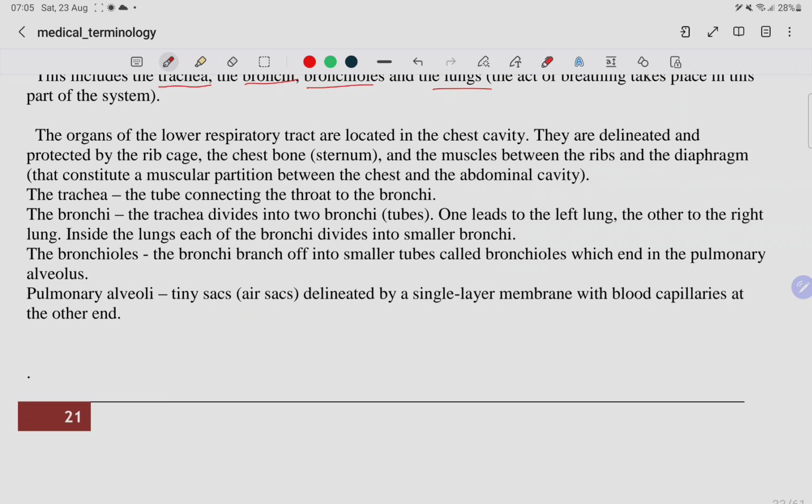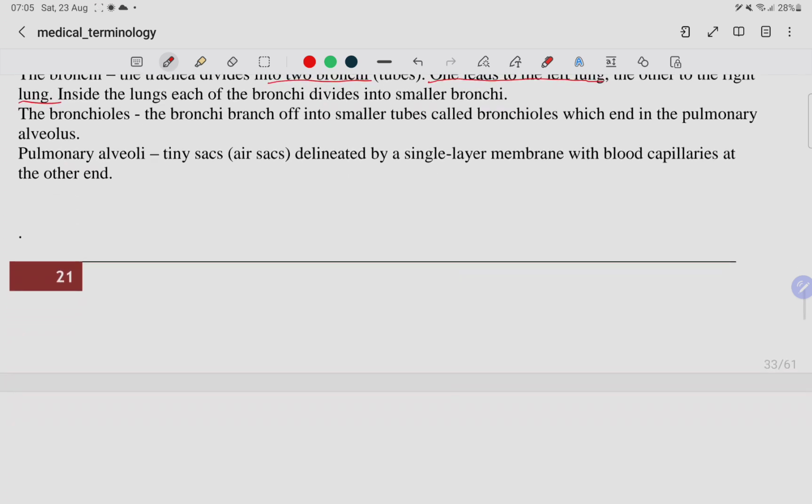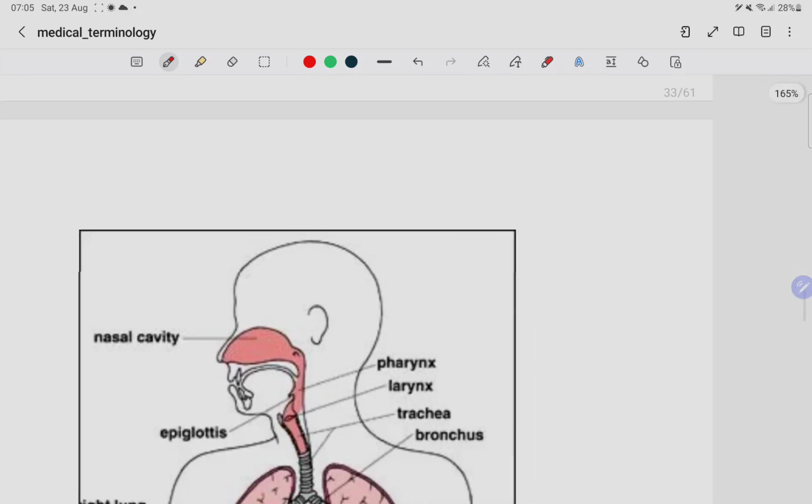There is the trachea and the bronchi. The trachea connects the throat to the bronchi. In the bronchi, the trachea divides into two bronchi. One leads to the left lung and the other to the right lung. The bronchi divide into small tubules called bronchioles, and in the end, pulmonary alveoli. Pulmonary alveoli are the smallest and tiniest things in the respiratory tract.